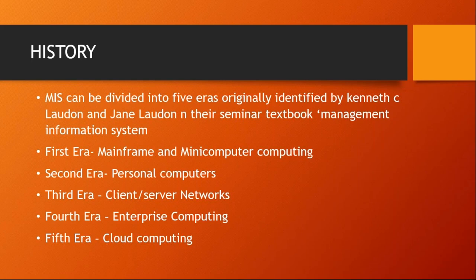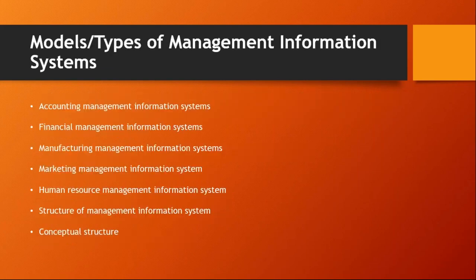So you can distribute information to different networks as long as you have a single server where the information is being distributed from. And then the fourth era, we had enterprise computing. And the current one that we have now is cloud computing. Like most of our phones have cloud computing. You can store your data and information in the cloud system and then view it anytime. So that's how management information system evolved over time.